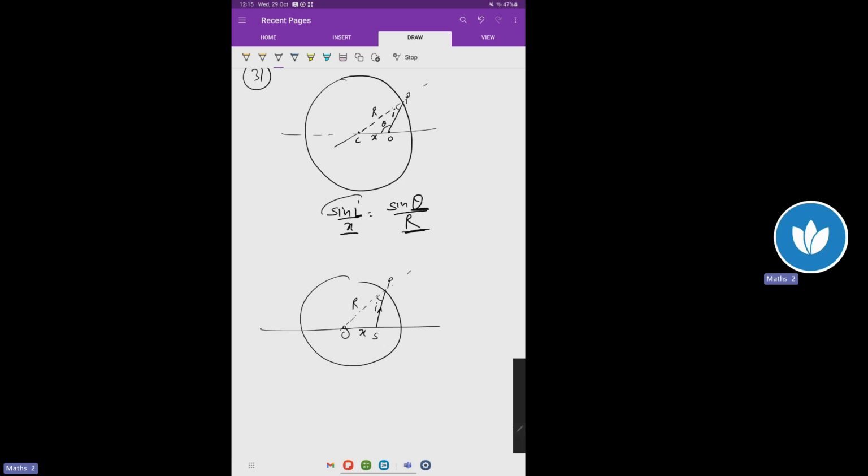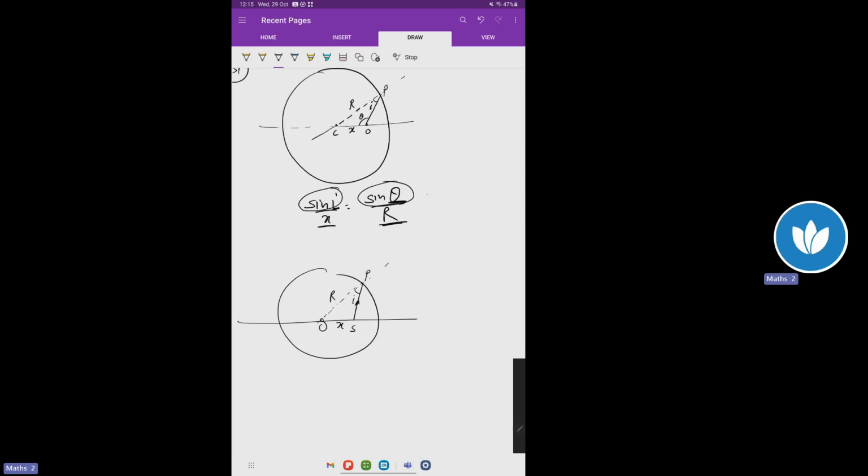This will be maximum, and the maximum value of sine theta is 1. So the maximum value of sine i is x by r. So the maximum value of i is sine inverse x by r. Option B.